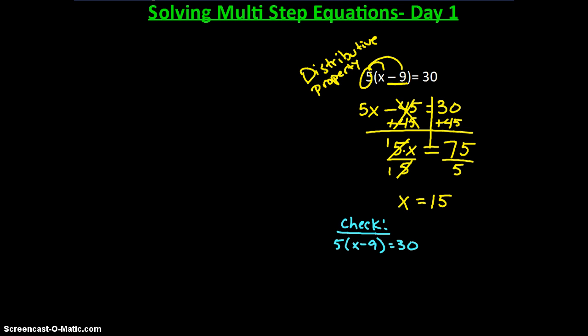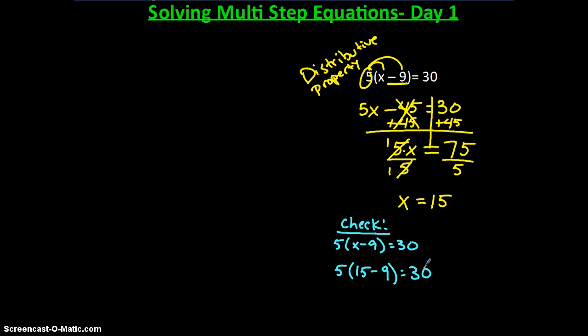Now to check our equation, make sure that this 15 is correct. This is a real nice and easy check, because what I'm going to do is I'm going to take my 15, I'm going to substitute it in for x down here, which means this is 5 times 15, because we substituted in for x, minus 9 is equal to 30.